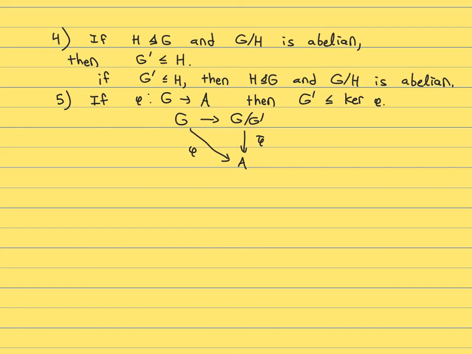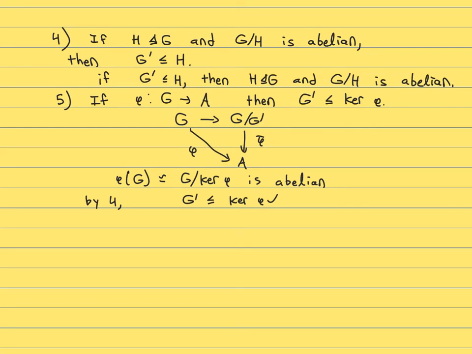That's because, well, let's see what happens. You already know that the image of G is isomorphic to G mod the kernel. And lo and behold, what must be true? Well, the image has to be abelian, and so this is abelian. So by 4, which I haven't proven yet, that means that you know that G prime is a subgroup of the kernel. So that takes care of that part.